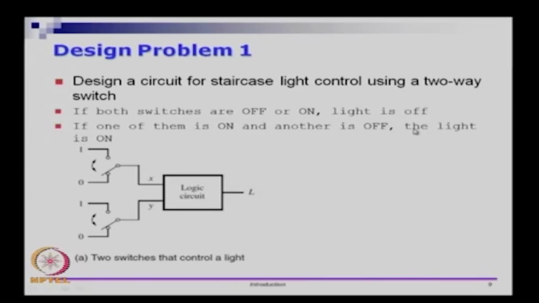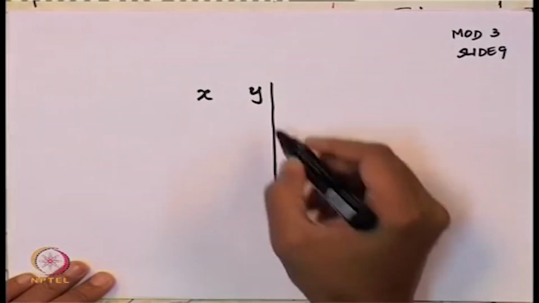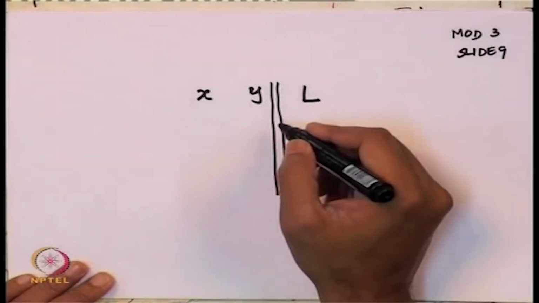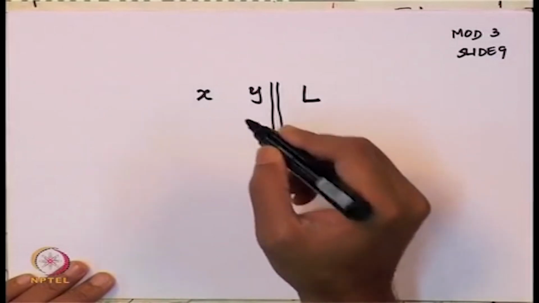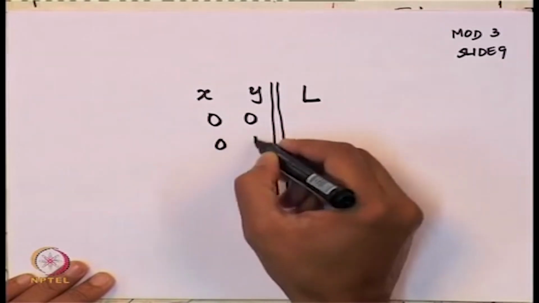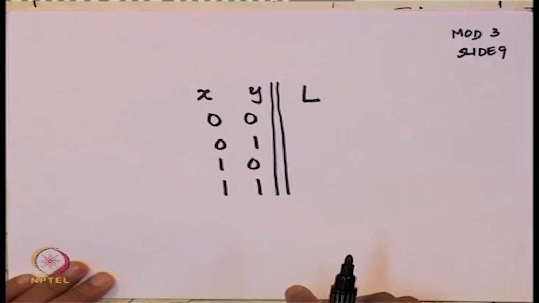We want to think in terms of expressions for these, so we will start with the notion of a truth table. I am going to assume that there are two switches X and Y, and I want to design the logic for L. Let us see how to go about writing a table for this. If both the switches are off or on, let us see all the possibilities that X and Y can take: 0 0, 0 1, 1 0 and 1 1 are the four possibilities for X and Y, right?